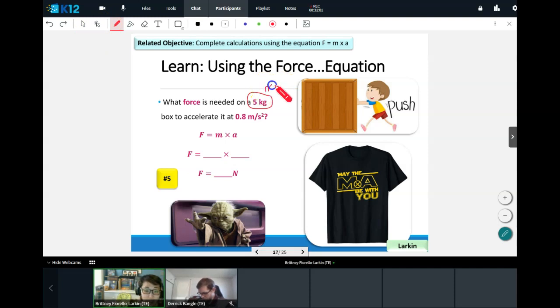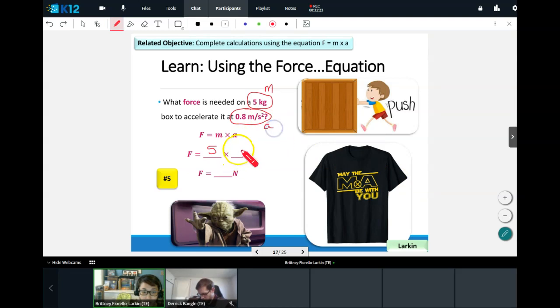Yes, this is going to be our mass, so I'm going to plug that in down here for m, mass. And 0.8 meters per second squared, what is that? Tell me in the chat. Meters per second squared, that's our unit for what? Yes, this is our unit for acceleration.